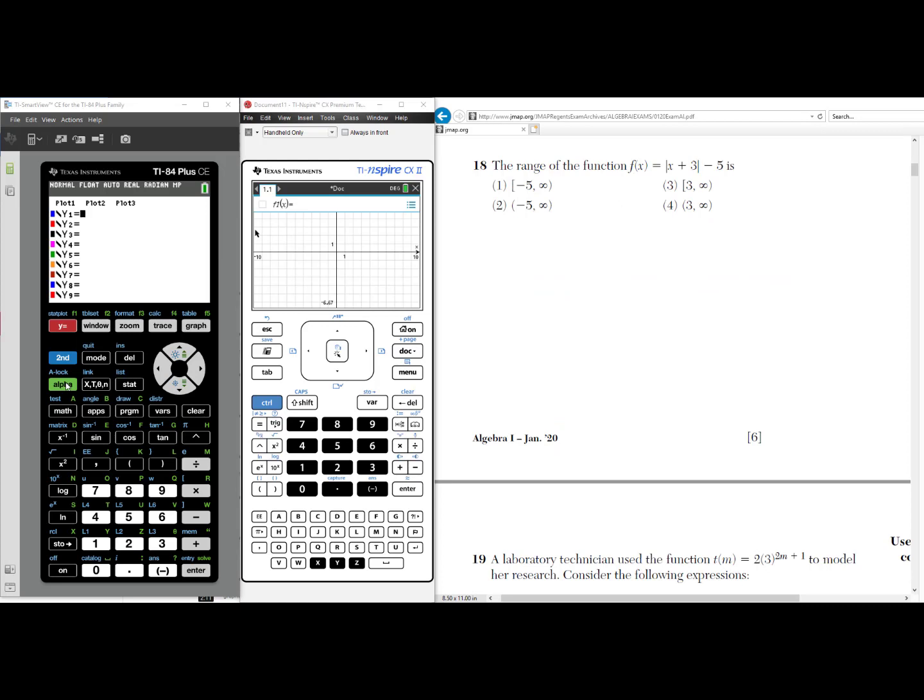Question 18. The range of the function f of x equals the absolute value of x plus 3 minus 5. On the TI-84 Plus, to get absolute value, we will press alpha window, select number 1, put in x plus 3. We'll get outside the absolute value and put in minus 5. We can go to the graph and we see that it goes from -5 inclusive on to infinity.